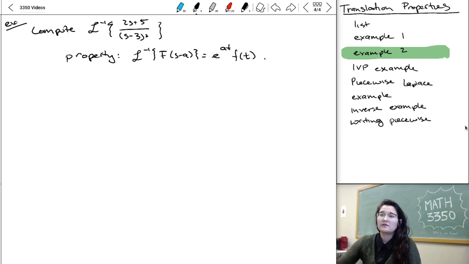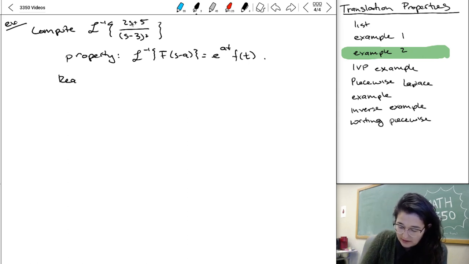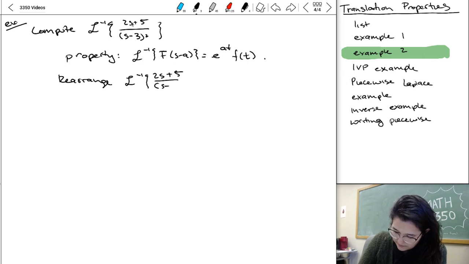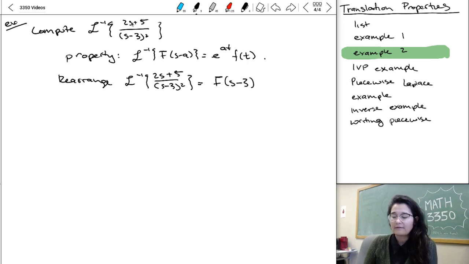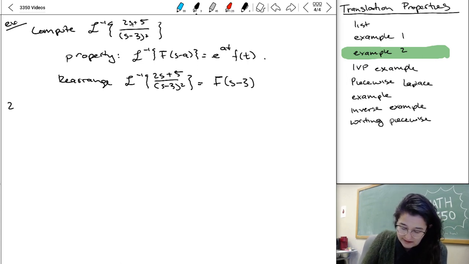And so when I look at this problem, I see an s minus 3. So I know that that's the s minus a I'm going to be working with, but I don't see it up top. So kind of our first step is to rearrange the thing we're given, which I just copied down again, so that it looks like some capital F entirely in terms of s minus 3. So this is going to be, again, one of those big, long algebraic manipulation steps.